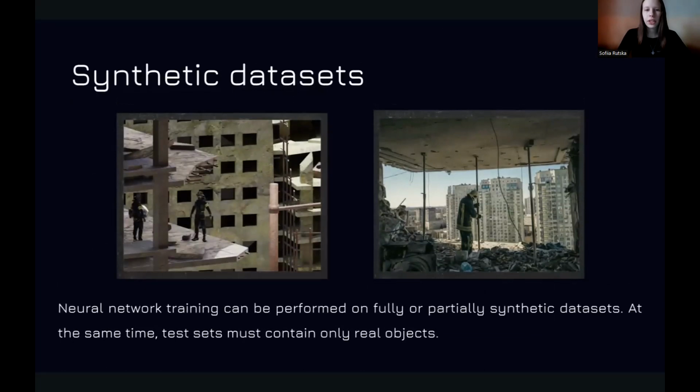Neural network training can be performed on fully or partially synthetic data sets, but at the same time, the test set must contain only real objects. Synthetic data, which refers to artificially generated data that mimics real-world data, has a wide range of potential applications across various industries.